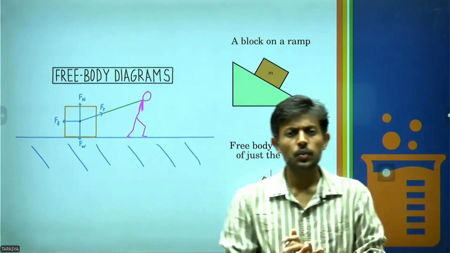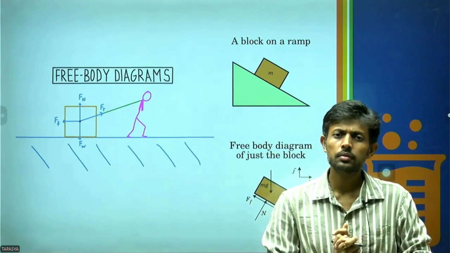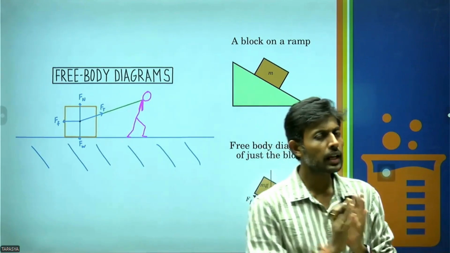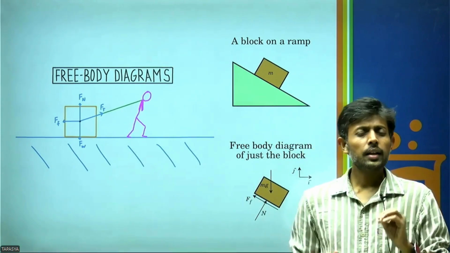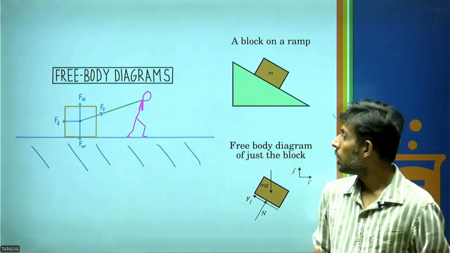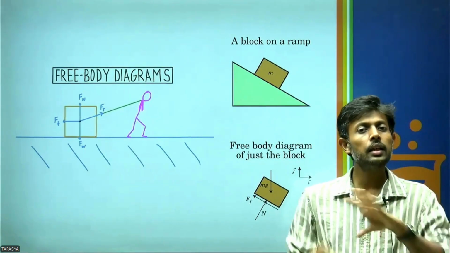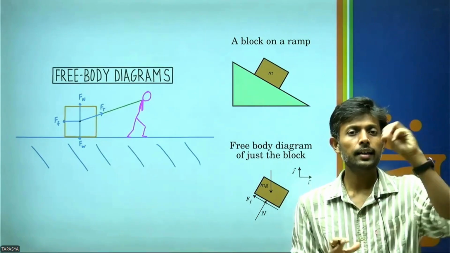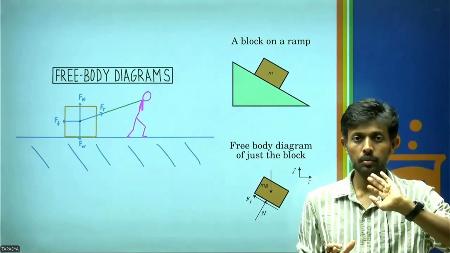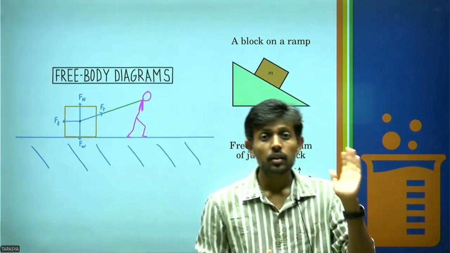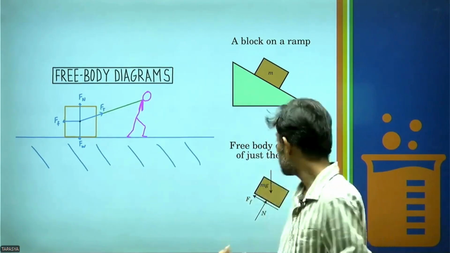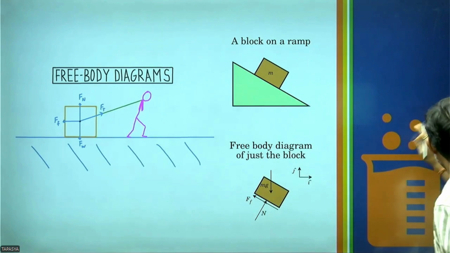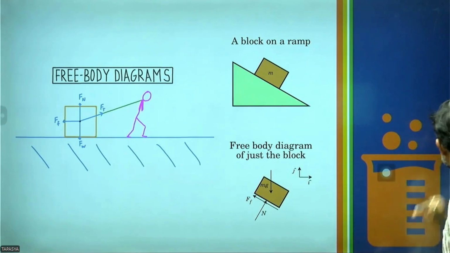Now, once we have gone through the different types of forces, we can look at the free body diagrams. Free body diagram is basically representing all the forces acting on an object at a given time. Why do we need that? We need that to write the equation of motion. Let's take a look.